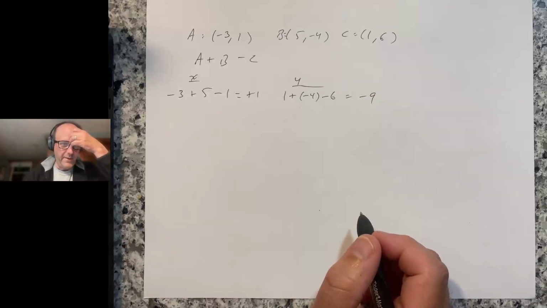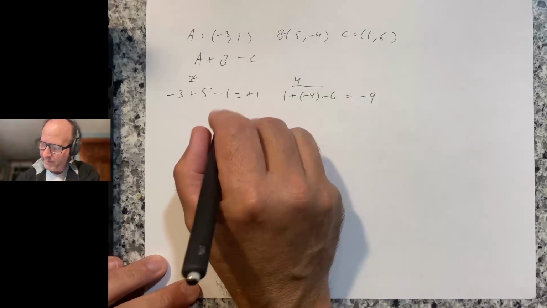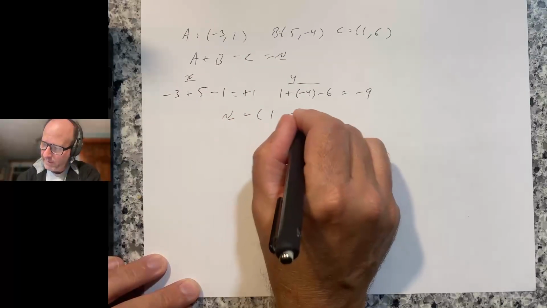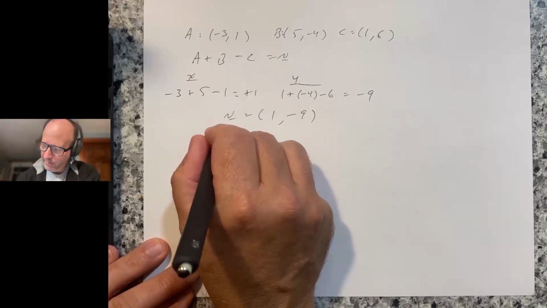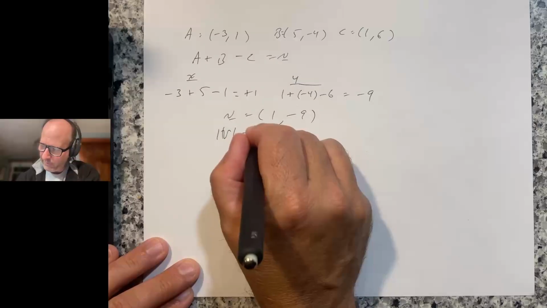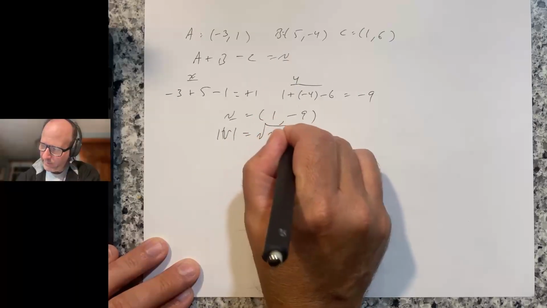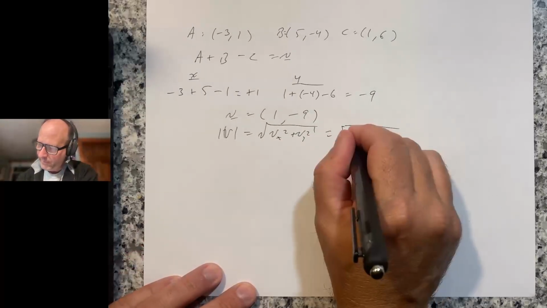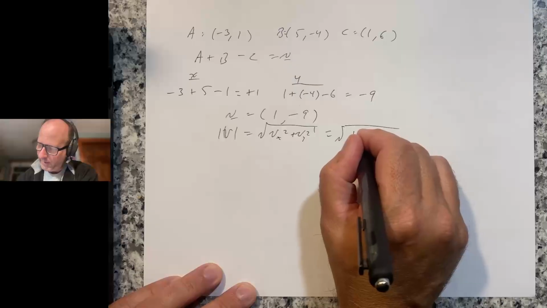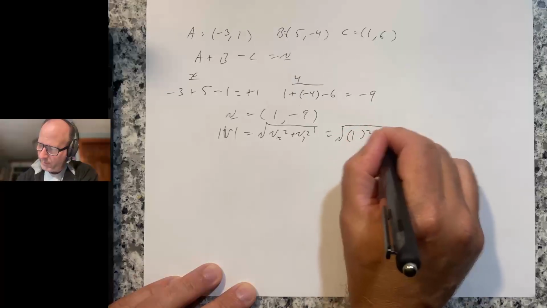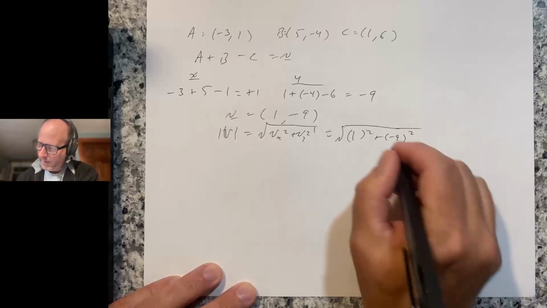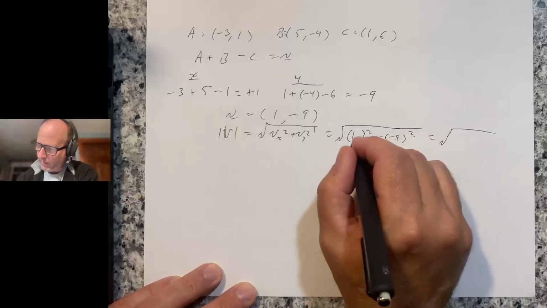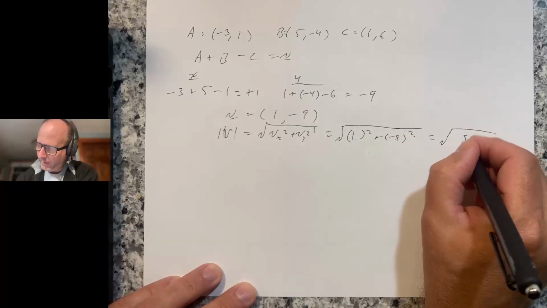Okay. And then the magnitude, so now we have basically this new vector, which let's call v. V is equal to 1, negative 9. Its magnitude, so the magnitude of v, is defined to be the square root of vx squared plus vy squared. So that's the square of the vectors here. So I'd have 1 squared plus negative 9 squared. This ends up being the square root of, that's 81 plus 1 is 82.